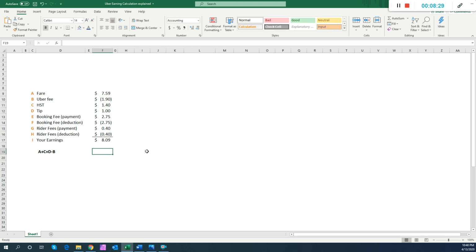So let's do that. Fare plus HST plus tip is 9.99, minus this amount, right? So if I do 9.99 minus 1.90, that's going to be 8.09, which is your earnings. So that is how your earnings is calculated.